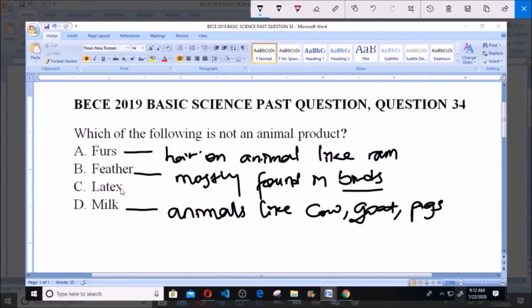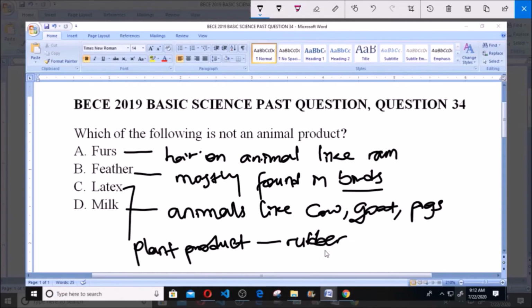Then C here says latex. Now this latex, you cannot get latex from animal. You get latex from plants. So latex is a plant product, and mostly you get latex from plants like rubber. This latex is used to make our rubber today. So from this option you see that C is not an animal product, it is a plant product, from a plant known as rubber. So C is our answer.